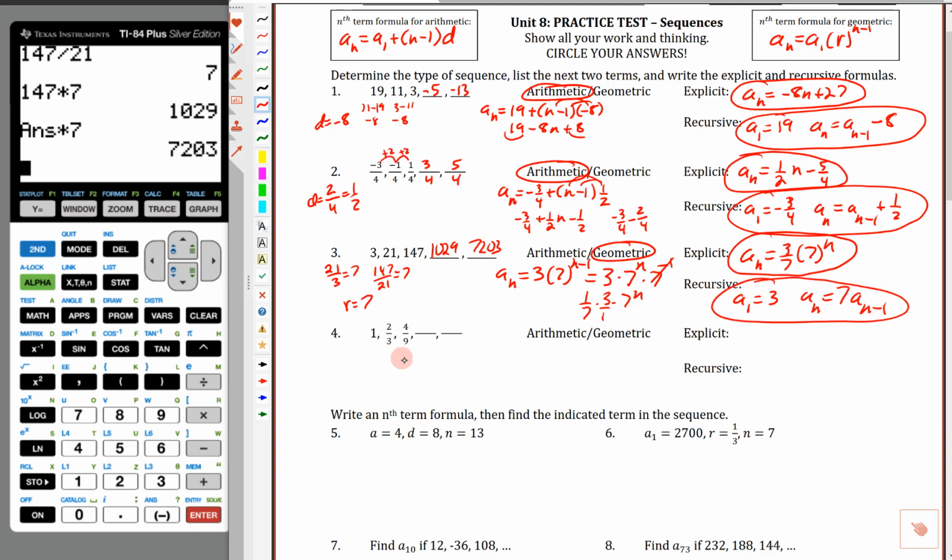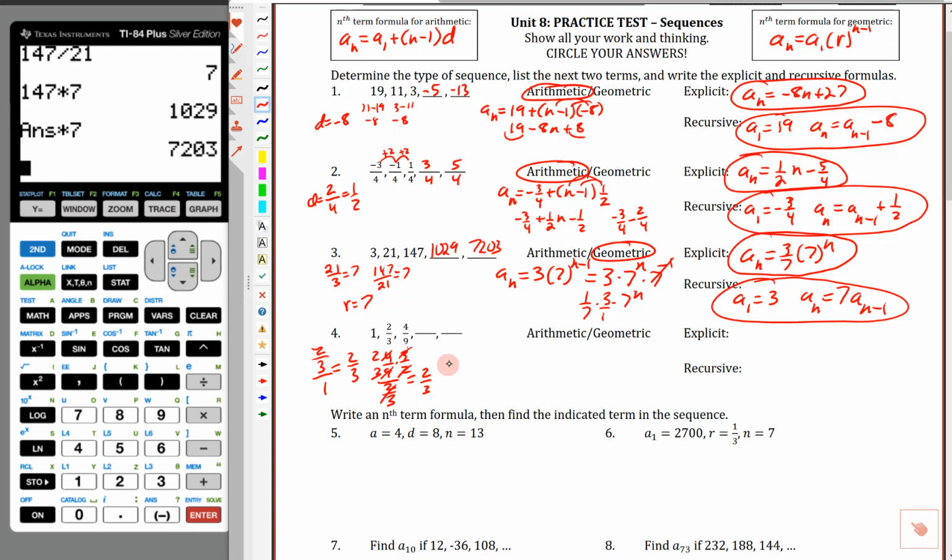Okay, let's take a look at this one right here. We've got a 1, then we've got a 2/3, then we've got a 4/9. If I were to take 2/3 and divide it by the one right before it, that would be 2/3. And if I took 4/9 and divide it by the one before it, which is 2/3, I flip that over and multiply, so that's going to be 3/2. I can cancel the 3 with the 9, so that's a 3, and the 2 with the 4, so that's a 2. So again, I get 2/3.